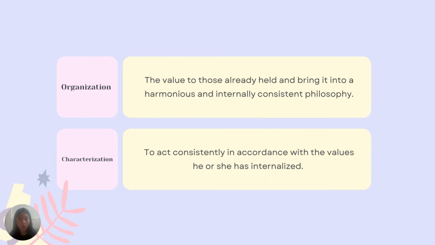And we also have the organization. This is relating the value to those already held and bringing it into a harmonious and internally consistent philosophy. An example of a verb for that is to formulate, or to balance. And lastly is characterization by value or value set, which is to act consistently in accordance with the values he or she has internalized.